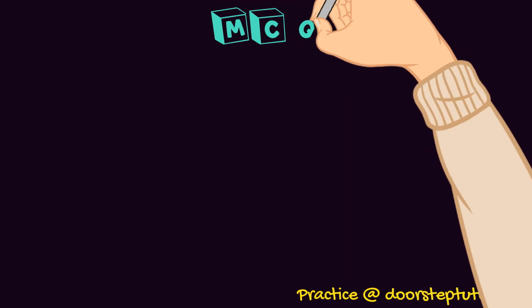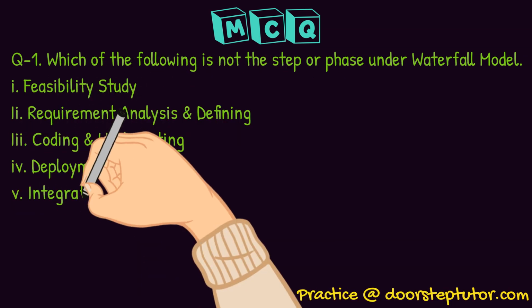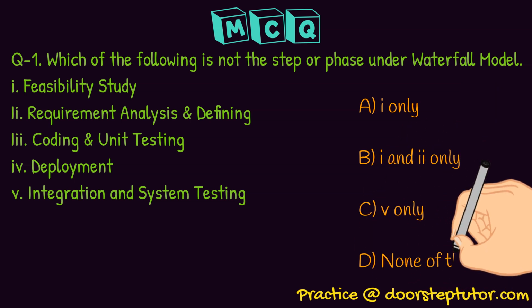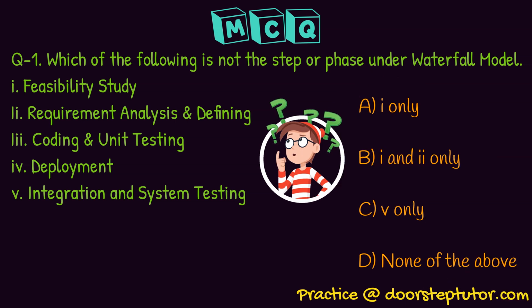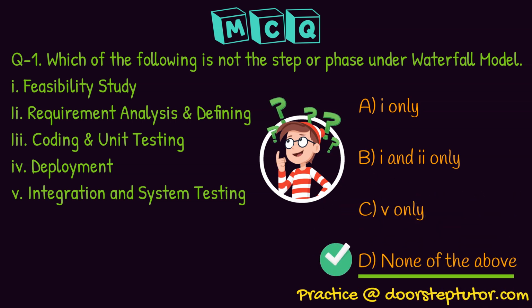Now let's discuss some MCQs related to the same topic. So the first question is, which of the following is not a step or phase under the waterfall model? The various steps are feasibility study, requirement analysis and defining, coding and unit testing, deployment, integration and system testing. So what is the correct answer? The answer is the fourth, none of the above, as we know that these are all phases of the waterfall model. We also have some other steps like delivery, installation, support, etc. But these are the mandatory steps.